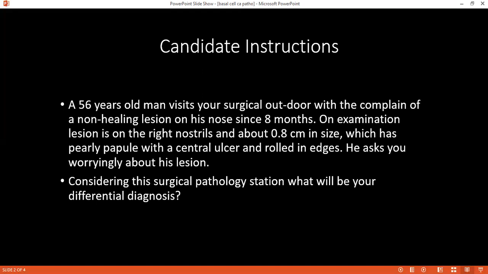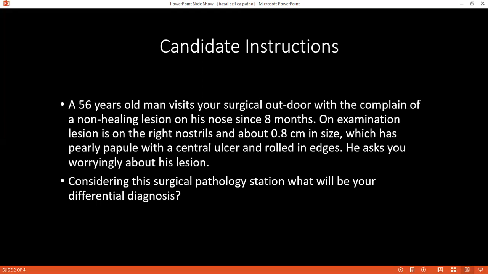Good. Thank you. Can you please tell me what measures you would take to avoid recurrence? This is mostly, first of all, during surgery we can go for Mohs micrographic surgical excision, or the frozen section.